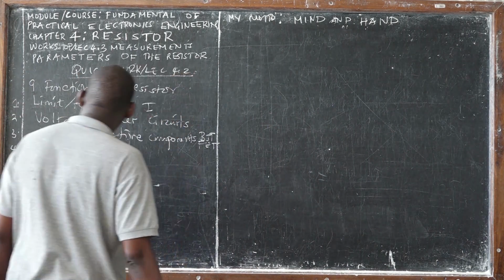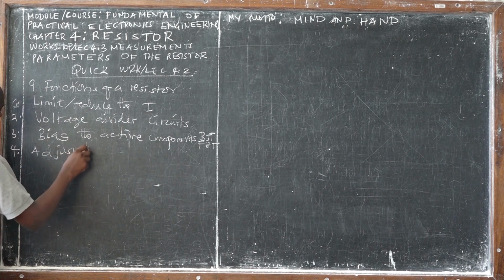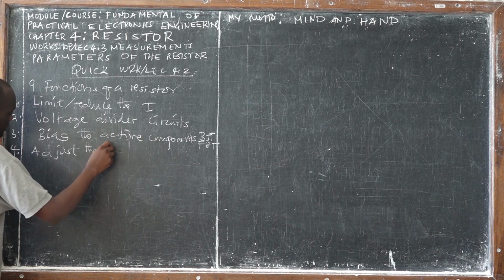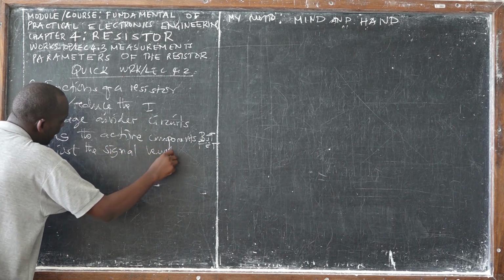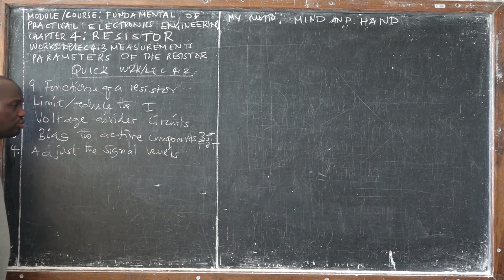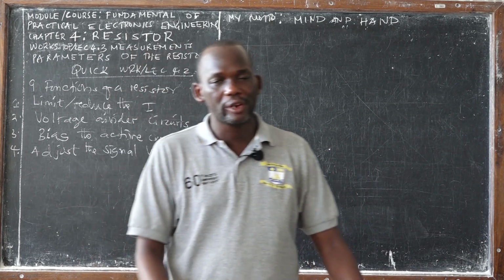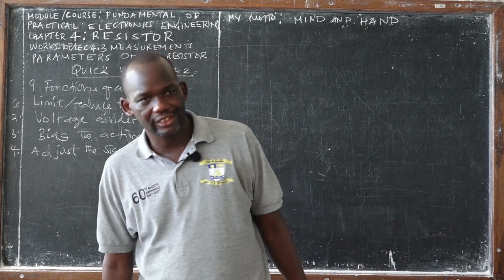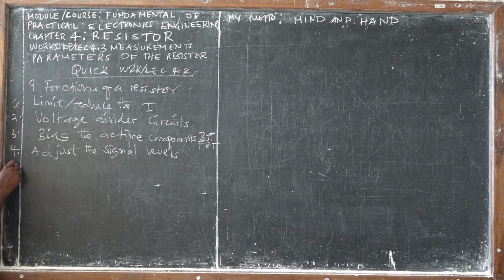The first function of a resistor, what did we say? A resistor can be used to adjust what? Adjust the signal level. And I just taught you in case of the amplifier, where we call it open loop gain and closed loop gain. Are we together?